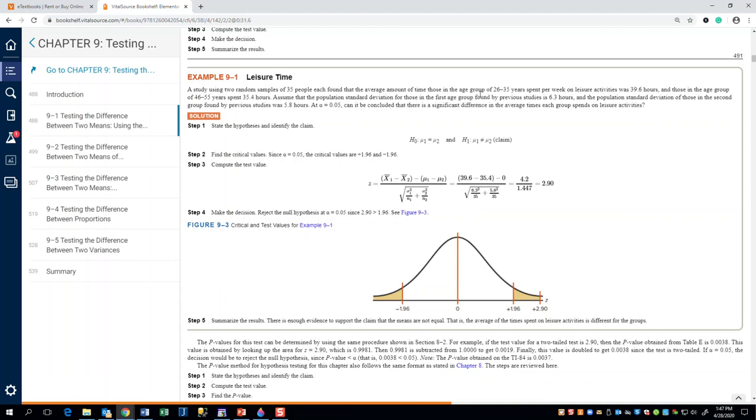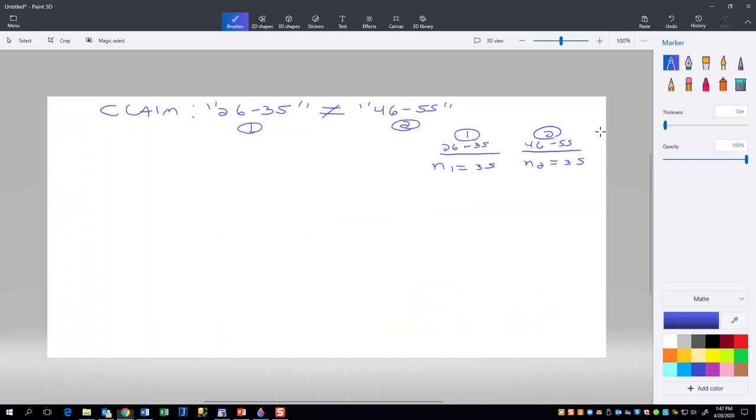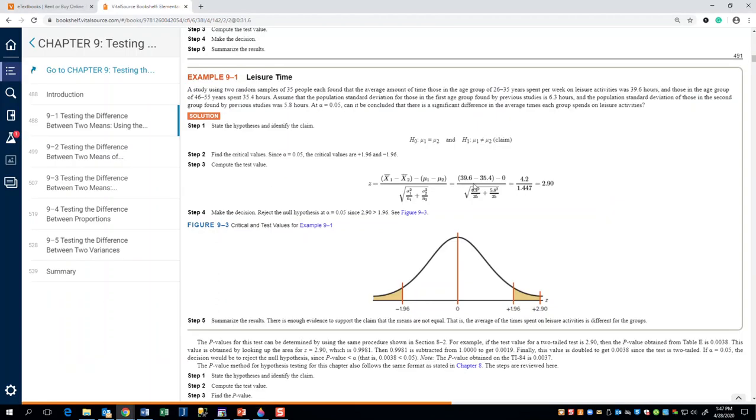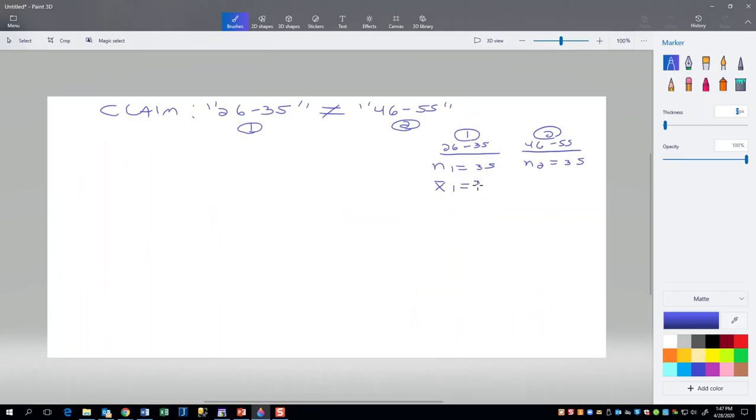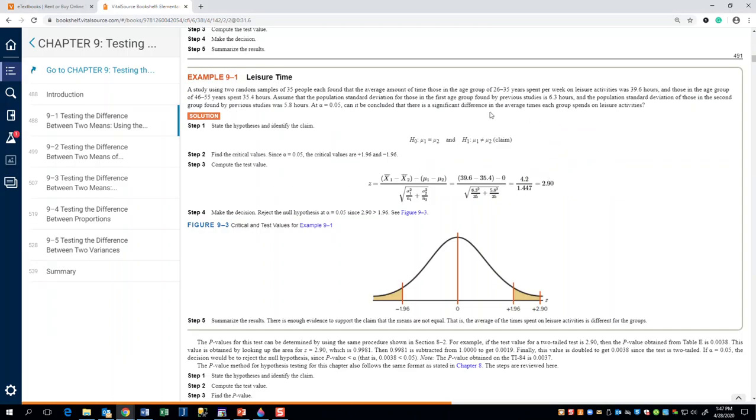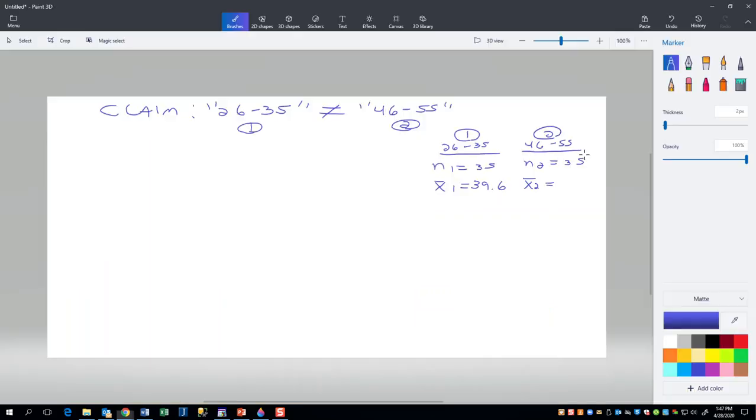And each found that the average amount of time those in age group spent per week. Okay. So for the average amount of time for those in this group was 39.6. So that's our X bar. This is referring to the sample. So this is X bar sub 1 is equal to 39.6. And an age group of 46 to 55 spend 35.4 hours.